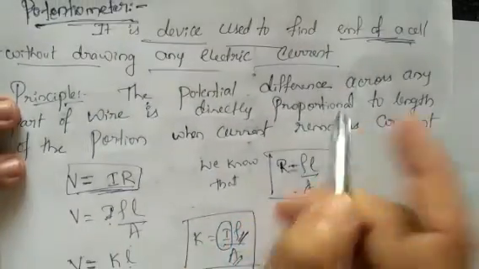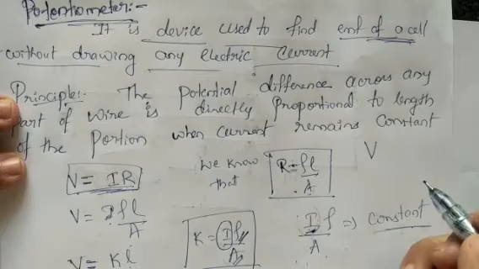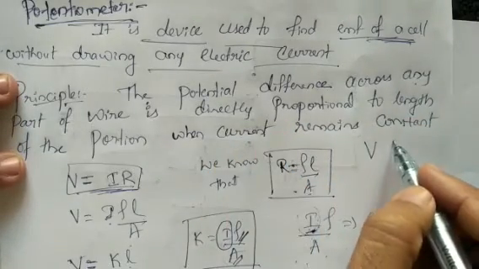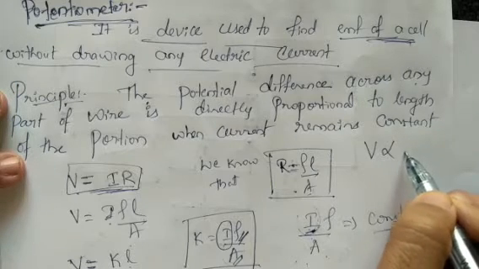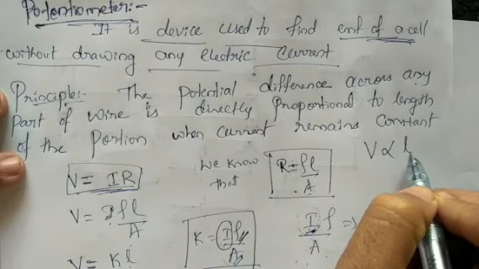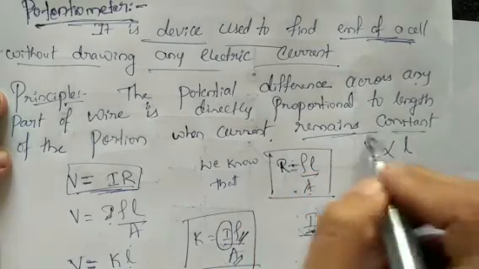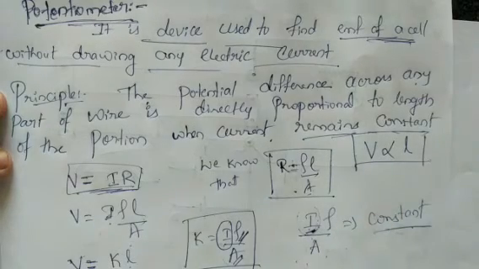The potential difference across any part of the wire is directly proportional to the length of that portion, with a constant amount of electric current. So this is the principle of the potentiometer.